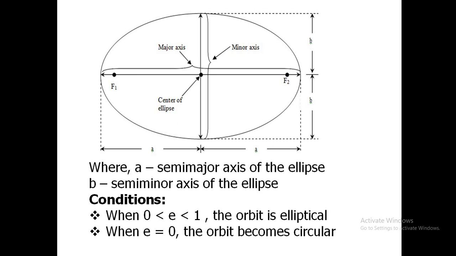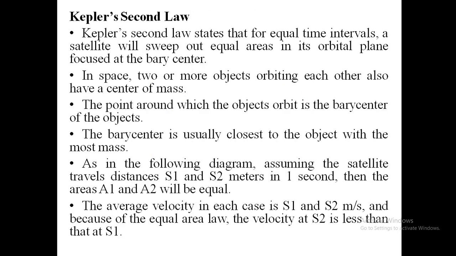A is the semi-major axis of the ellipse and B is the semi-minor axis of the ellipse. When the eccentricity lies between 0 and 1, that is greater than 0 and less than 1, then the orbit will be elliptical, whereas when the eccentricity is equal to 0, then the orbit becomes circular.